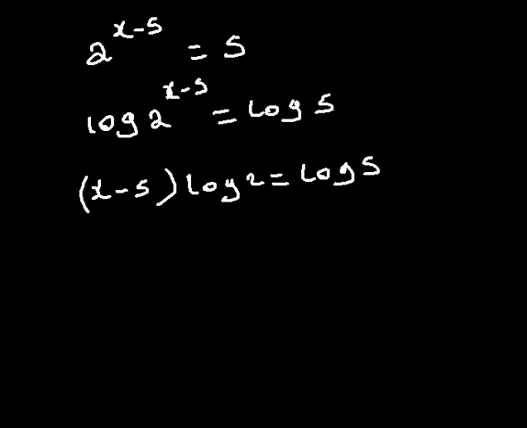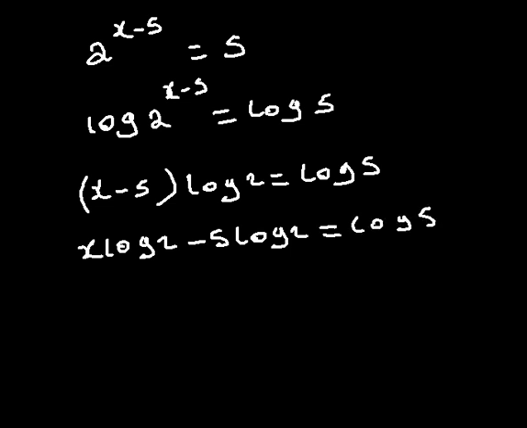Then now we need to distribute, or we can divide both sides by log 2, or we can distribute log 2 in all cases. So in this case we have x log 2 minus 5 log 2, which is the same as log 5. By the way, you cannot multiply 5 and 2 here, they are different things. So we transfer this to that side. That gives x log 2 equal to log 5 minus 5 log 2.